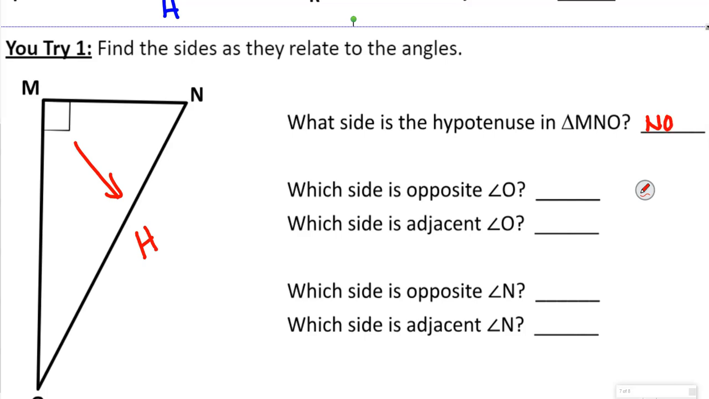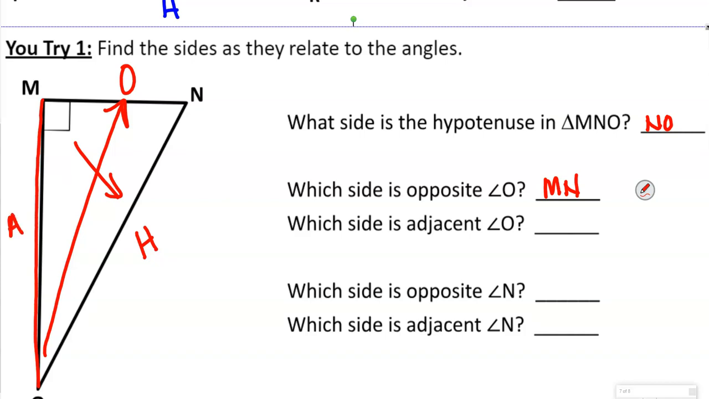Which side's opposite O? That's going to be our opposite. That's going to be MN. Which side is adjacent to angle O? So what have we not marked yet? What side have we not marked yet that actually touches the angle O? That's going to be our adjacent side. So that's going to be MO, right?